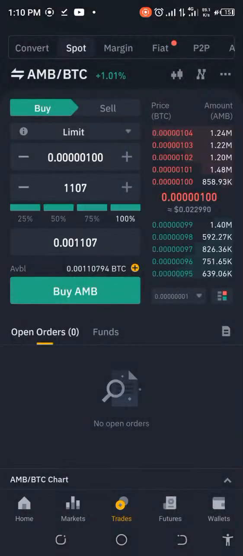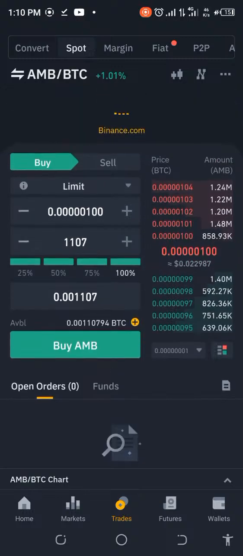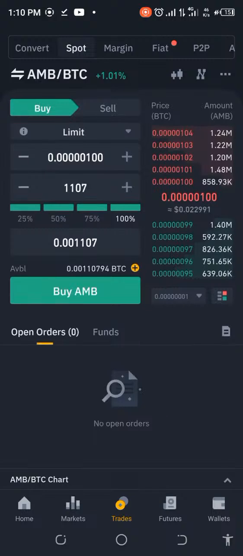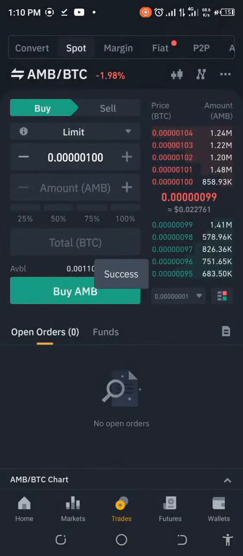Okay, so what we have here is 1107. Okay, so let's make sure that we get that completely. Okay, and then we just buy that, and let's see that everything is going on fine, and we purchase. Perfect. So that is done. Next thing now is that we have to send this over to KuCoin.